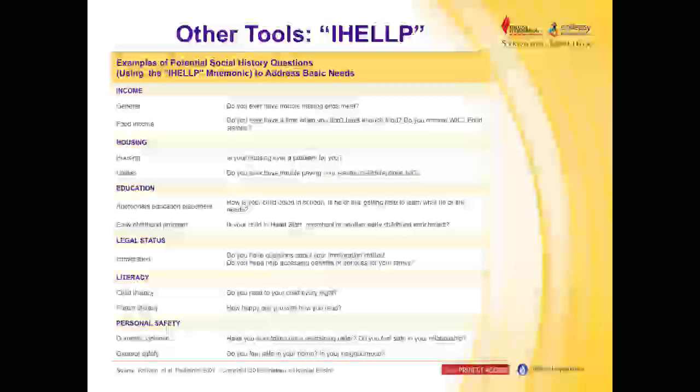There are social history questions that providers can ask patients and families to uncover challenges they may be experiencing and address basic needs. These questions can be included as part of the medical history and used in general conversations with patients and families. Examples of questions include: do you ever have trouble making ends meet? Is your housing ever a problem for you? How is your child doing in school? Is he or she getting help to learn what he or she needs? Do you feel safe in your home and in your neighborhood?